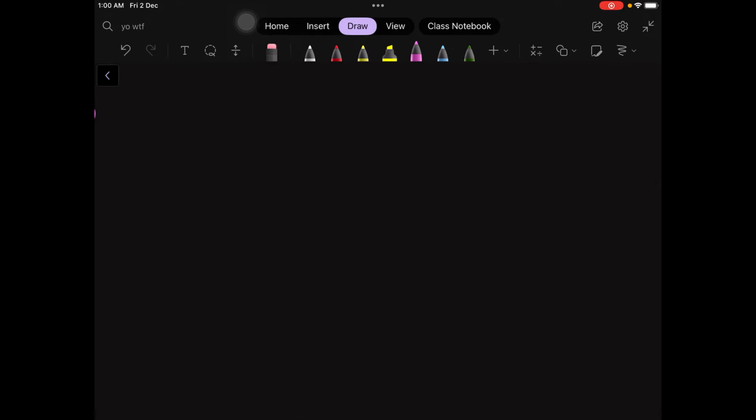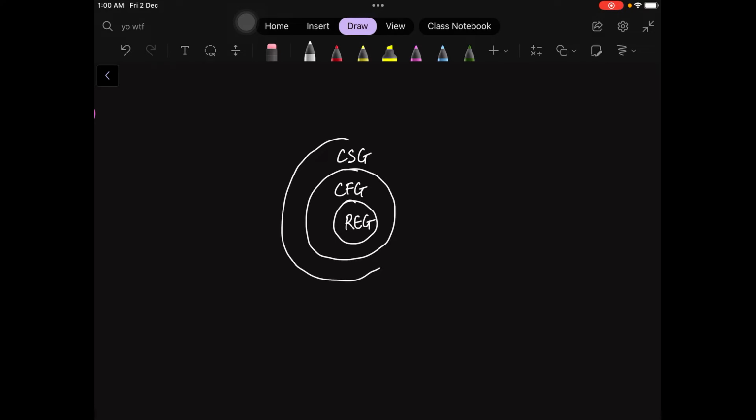So first we have regular grammar. Then on that you have context-free grammar, and on top of that you have context-sensitive grammar, and on top of that you have unrestricted.